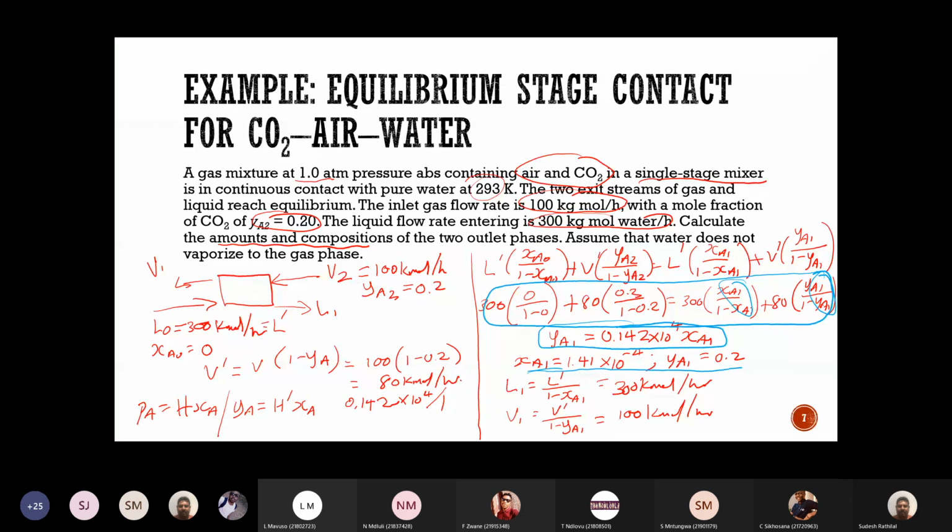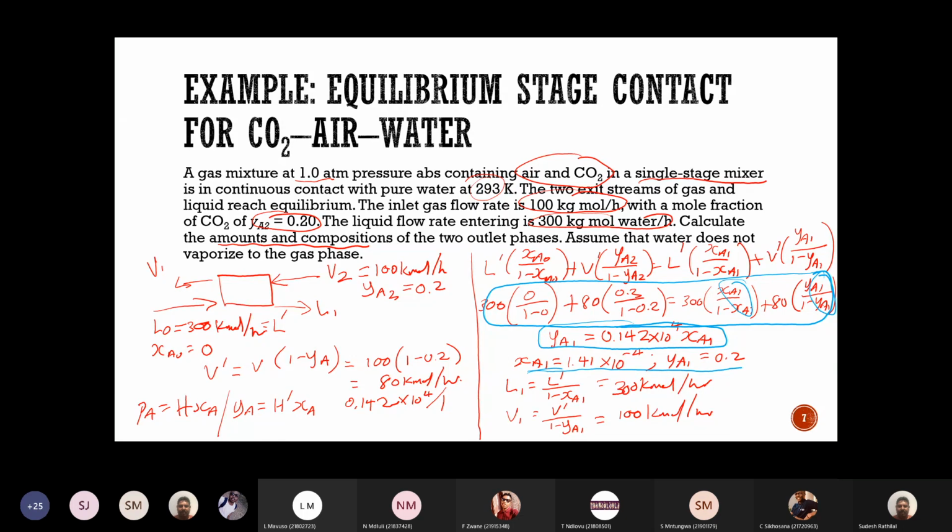Because of that, it's a single stage only. The liquid and gaseous streams are very dilute, and that is why you're getting these values. If I want greater absorption to take place, I need to use more stages, multiple stages, in order to remove more of the CO2 from the gas. People, any questions with this one?